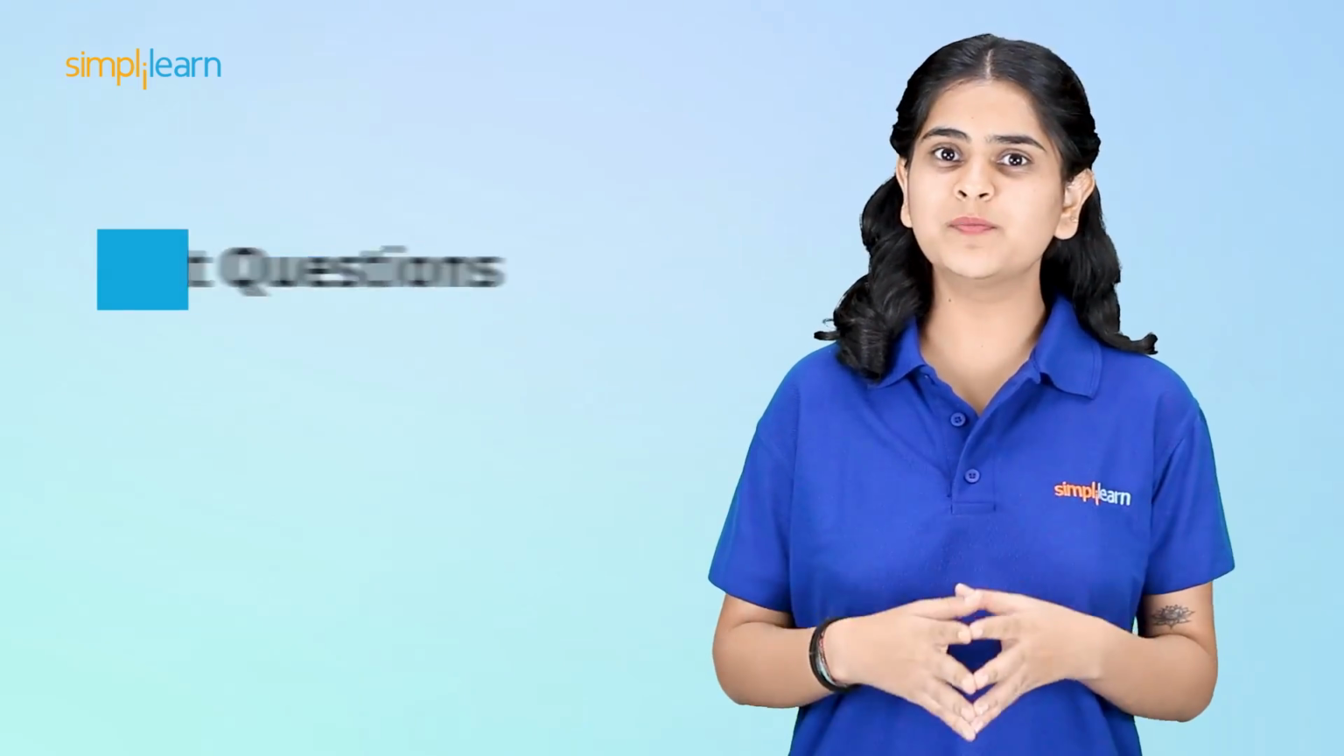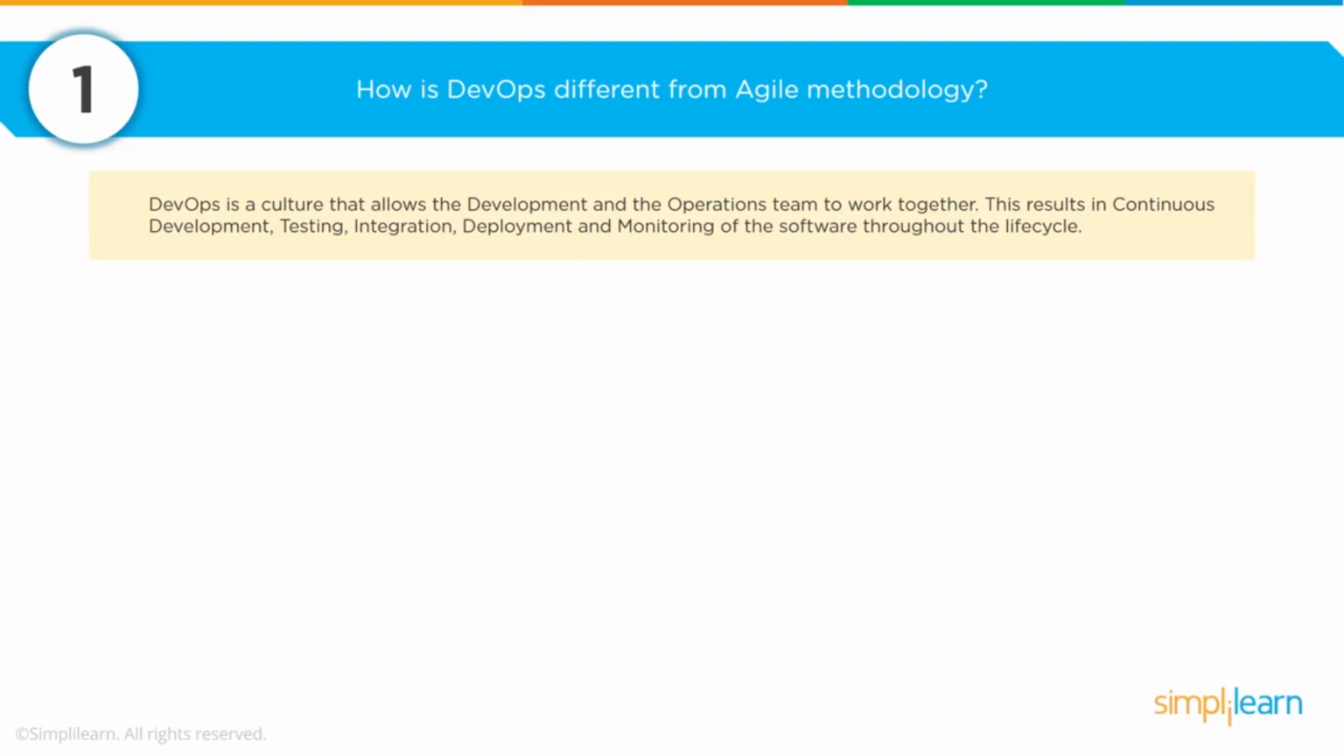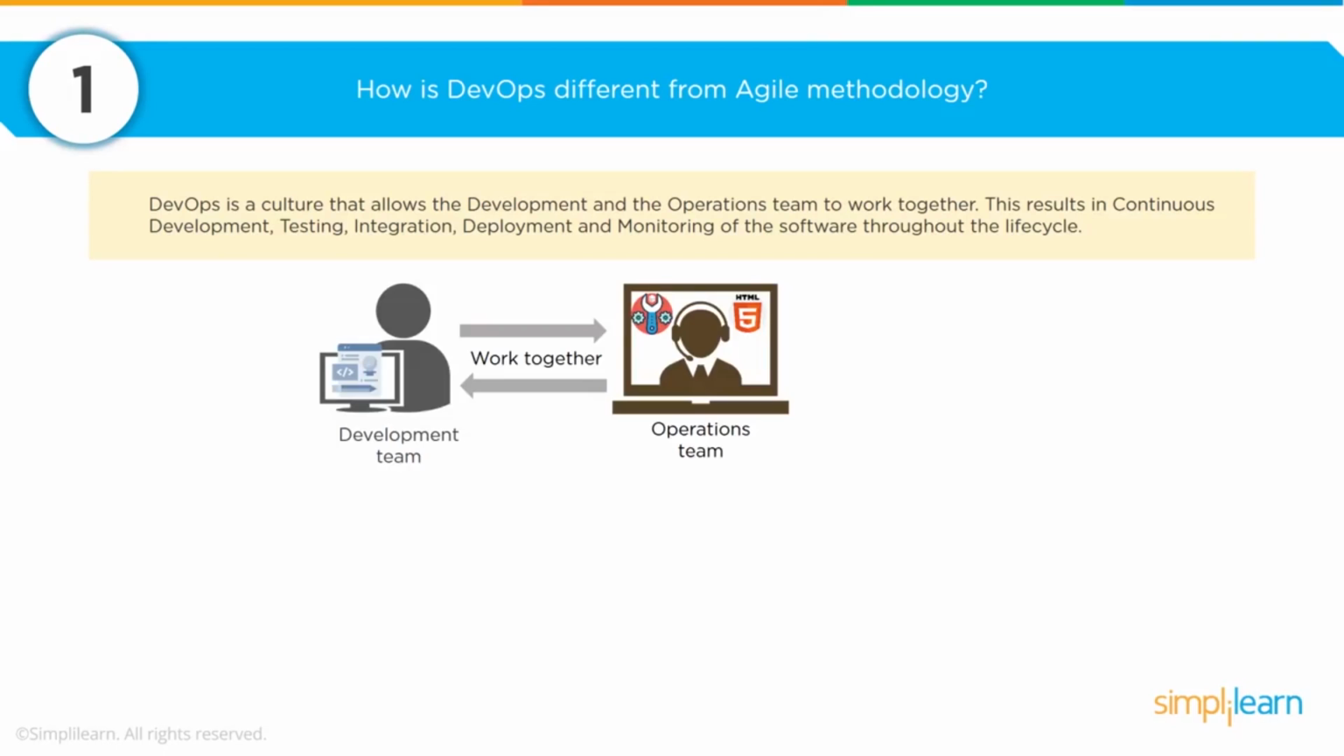We have almost reached the end of the tutorial. Finally, we've picked some essential Git questions that you might face in any DevOps interview. So let's just get into those general DevOps questions. So one of the questions that you're going to be asked is, how is DevOps different from Agile?